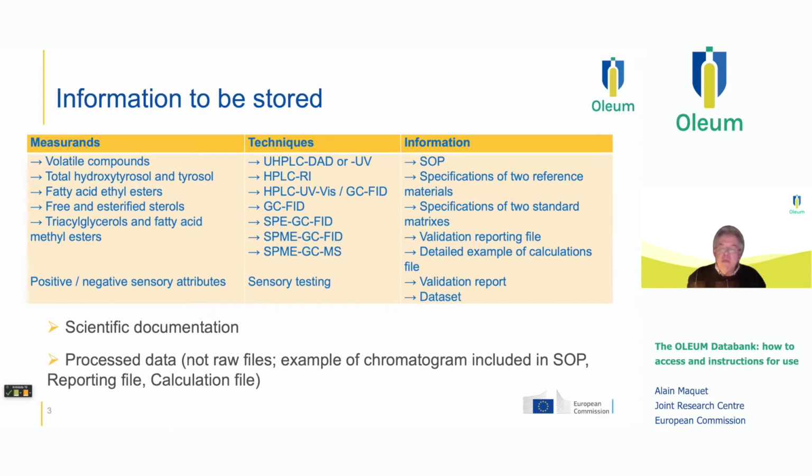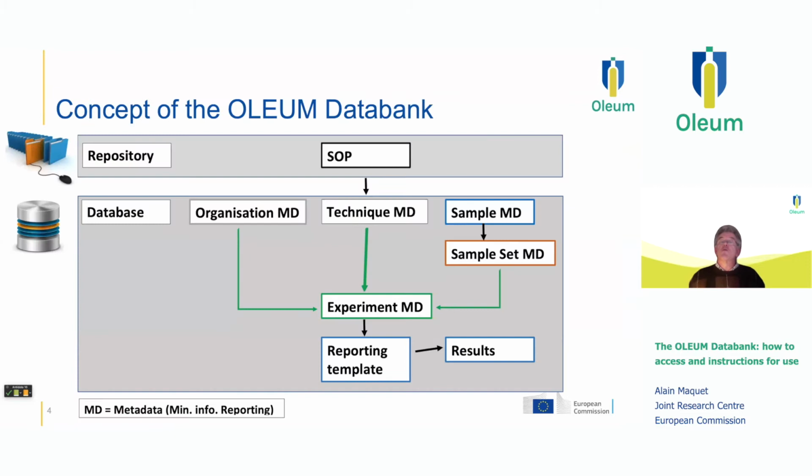So we will have two main parts in this data bank, one for the repository and another one to store and manage processed data. The concept of this data bank is mainly based on an experiment plan. The idea is to really track and trace the experiment. Based on that, we have, as in any experiment, several components. First is the participant of this experiment, which technique they will apply on which samples, and what they will measure.